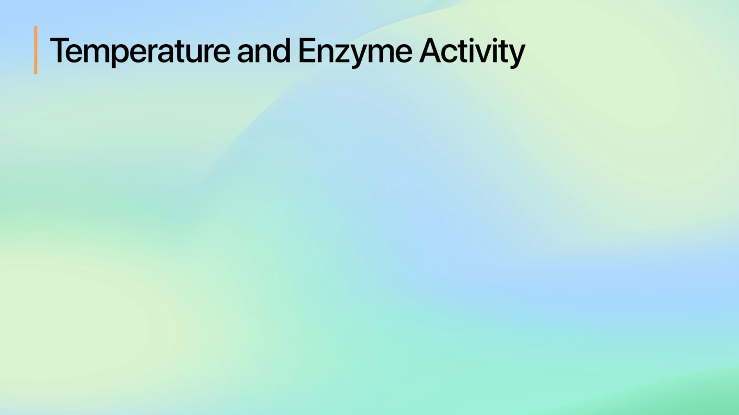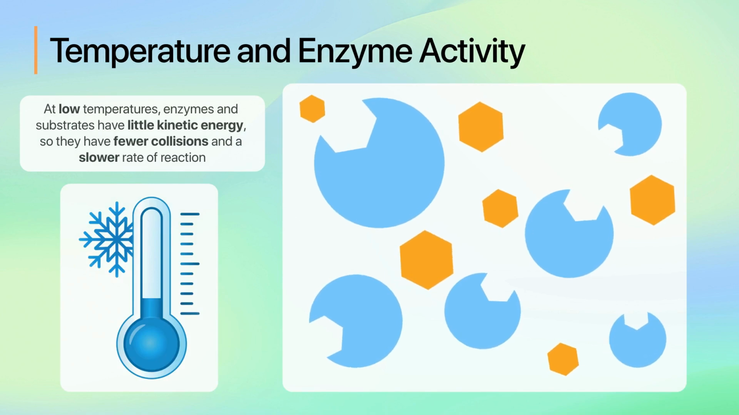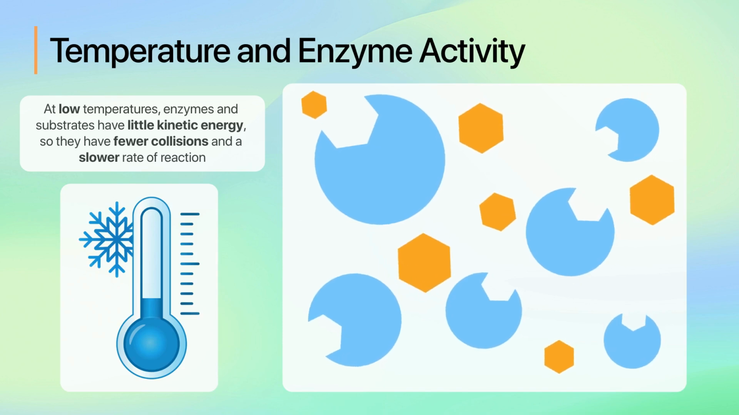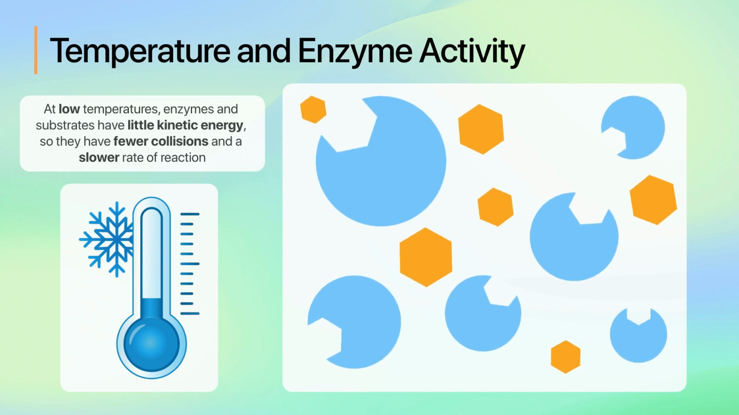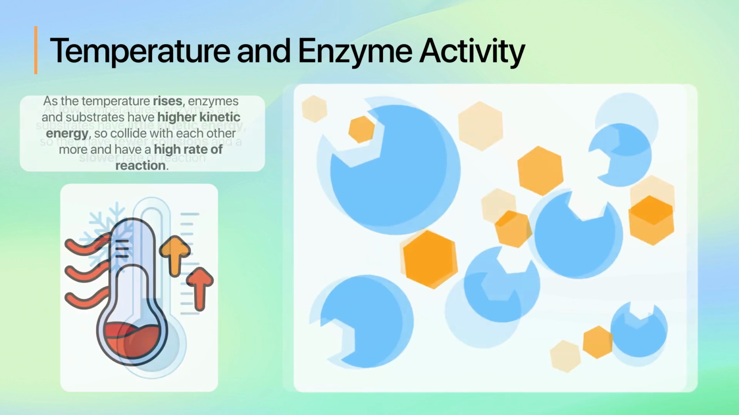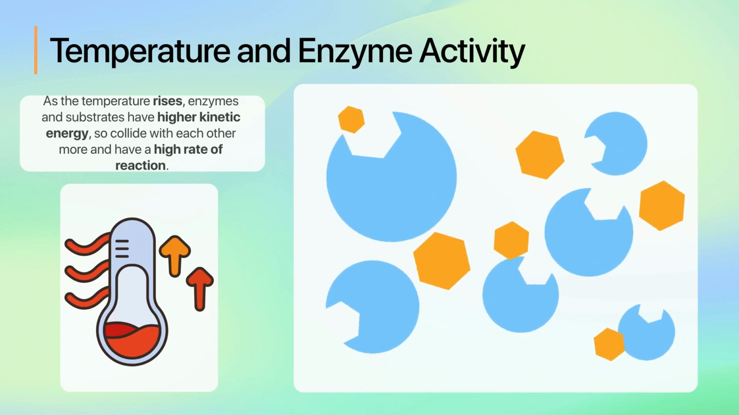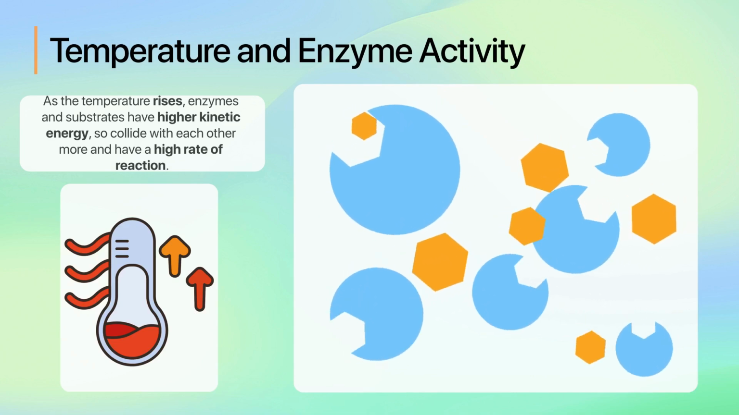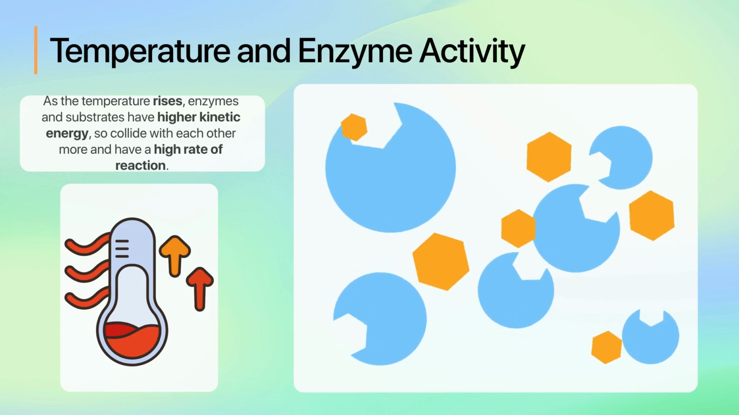Temperature significantly impacts enzyme activity. At low temperatures, enzymes and substrates have very little kinetic energy. This means that they move slowly and have fewer collisions with each other, which results in a slower rate of reaction. However, as the temperature rises, both the enzymes and substrates gain kinetic energy, move faster, and collide with each other more often. This increases the rate of reaction up to an optimal temperature.